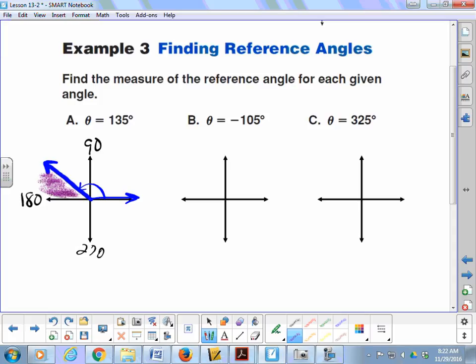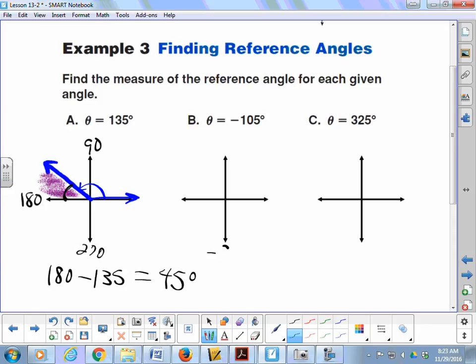All right. So how far is it from here to here? How far is it from where it terminates to the x-axis? So in this case, we just do 180 minus 135. Okay, so our reference angle for this one is 45 degrees. Okay. Where it terminates to the x-axis. Okay. So negative 105 degrees.